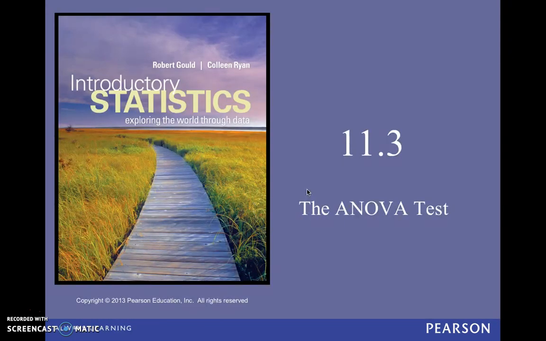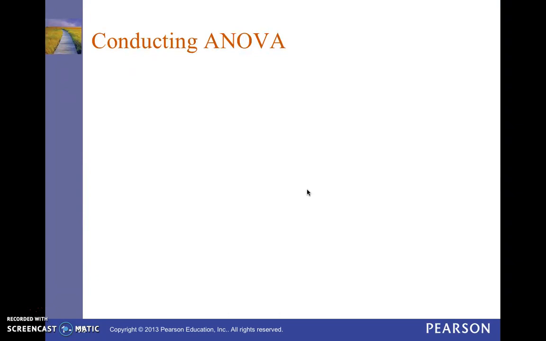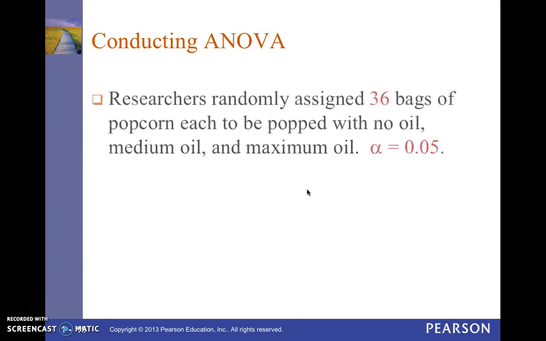Okay, so let's get down to the nitty-gritty part, right? How do you do this, right? Even if you don't understand what's underneath the hood, you can do it. Okay, so let's do it. So conducting an ANOVA is a matter of following steps, and let's give you an example, right? Researchers randomly assigned 36 bags of popcorn, each to be popped with no oil, medium oil, and maximum oil, right? So for you popcorn lovers out there, this would be a practical usage of the ANOVA, okay?